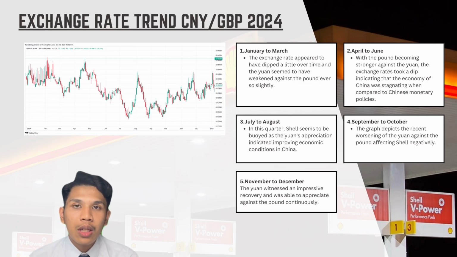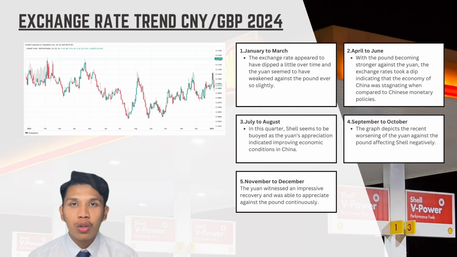In April to June, with the pound becoming stronger against the yuan, this in turn for Shell will have resulted in lower operational costs through imports from China. However, when converted into pounds, the earnings in Shell's case may have been devalued. In July to August, in this quarter, Shell seems to be buoyed as the yuan's appreciation indicated improving economic conditions in China. Increased foreign demand for Chinese goods, coupled with favorable policies, could have fueled this demand.